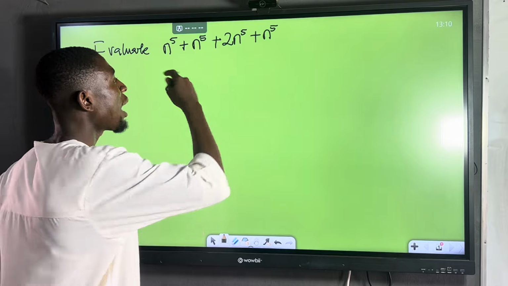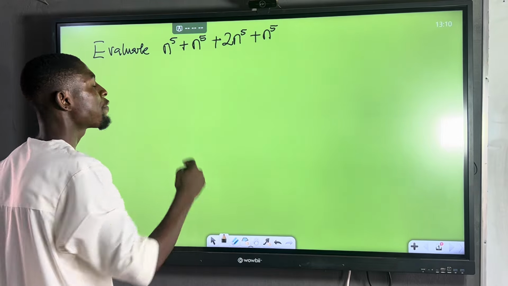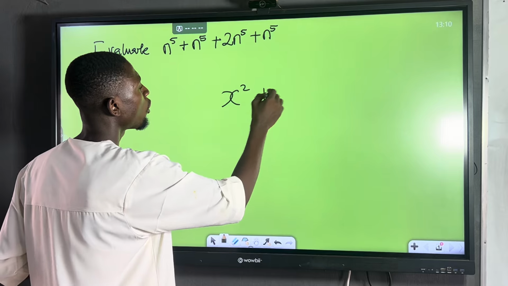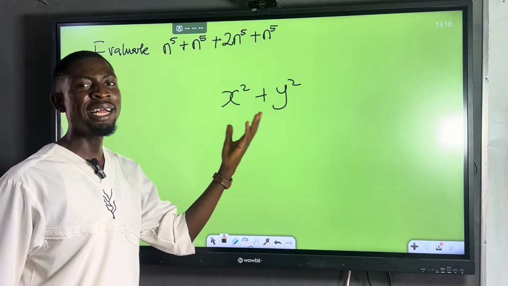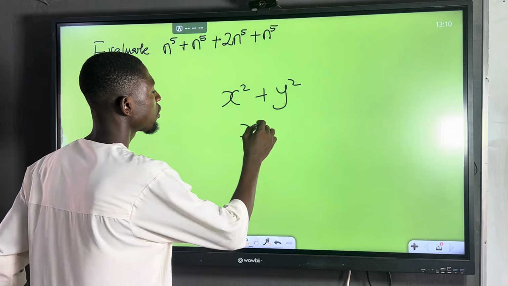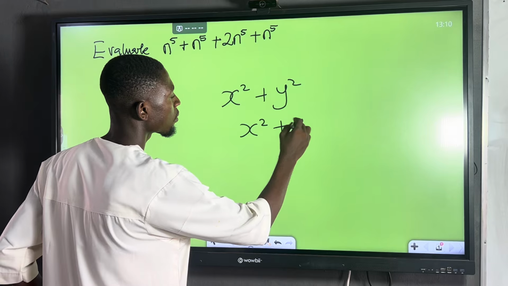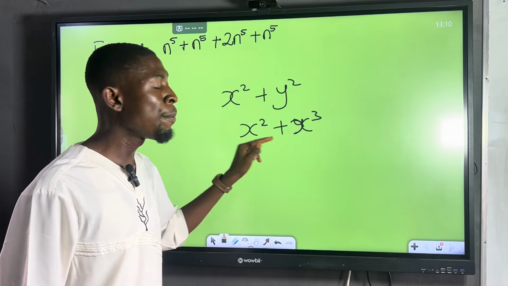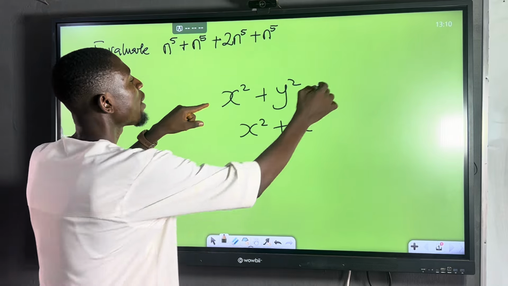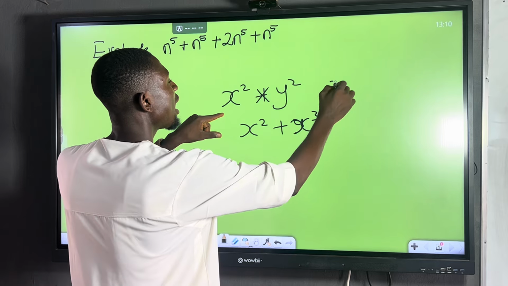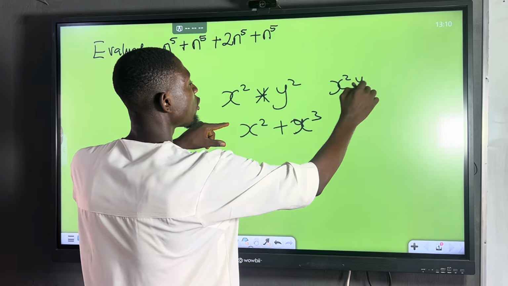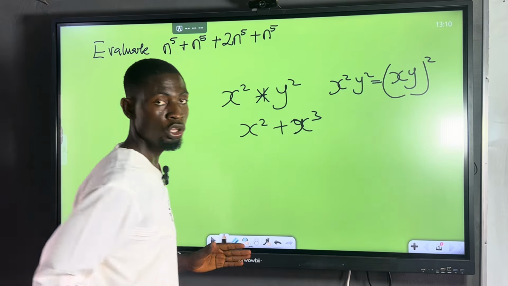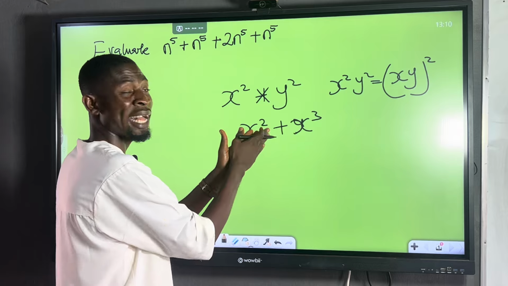First thing is, if you have different variables, let's have x raised to power 2 plus y raised to power 2, you can't add this. If you have the same variable with different powers, you still can't add this, but you can multiply them. If this is multiplication, you'll be having x raised to power 2 and y raised to power 2, which is still the same as x, y, all raised to power what? 2. You understand? But in addition, you can't add this.